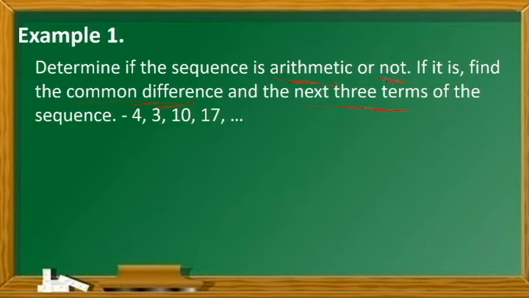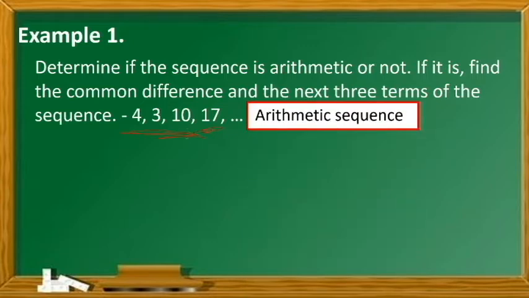If we observe the given numbers, there is a pattern. Simply, we observe the number between each term. There is a pattern wherein it adds 7. So therefore, this is an arithmetic sequence. Let's check whether it is really an arithmetic sequence. First, we need to find the common difference. So here is the solution.